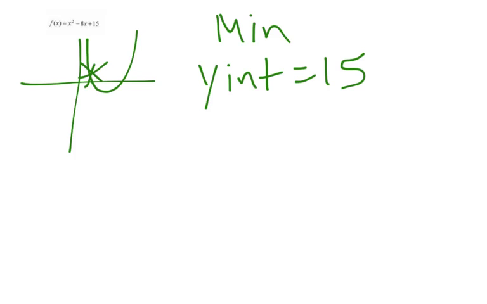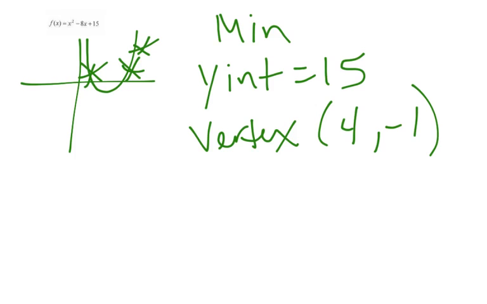Get my cursor before, press enter. Get my cursor after the vertex so that I can press enter, enter. No set spot, just before and after. So the vertex, and you're going to do a little rounding on the vertex, no big deal. It's going to be (4, -1).